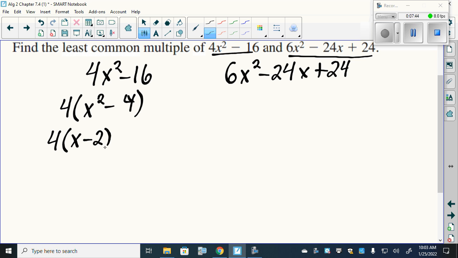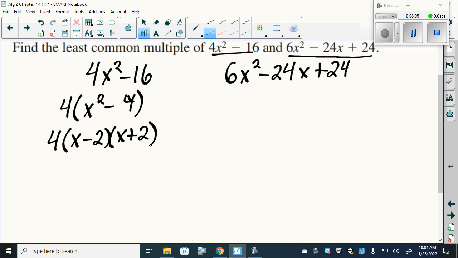x minus 2 and x plus 2. So that there is our 4x squared minus 16 factored all the way down. So the individual terms for it are 4x minus 2 and x plus 2. Let's factor the other one.